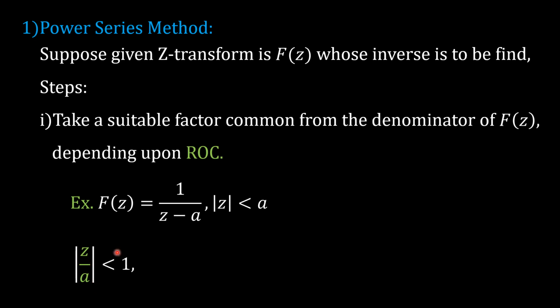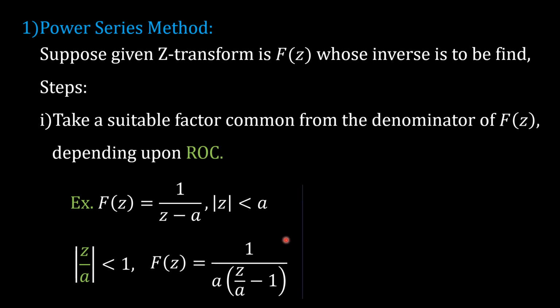Depending upon this form, we have to express F of z in the form where the term will be z upon a. To get this, we need to take a common so that a will be in the denominator of z and we will get the term z upon a. So if we take a common, our F of z becomes 1 upon a into z upon a minus 1. This is in case of the region of convergence mod z strictly less than a.